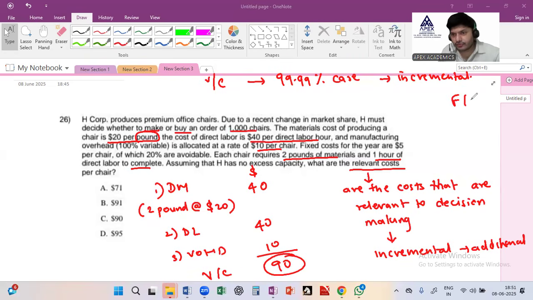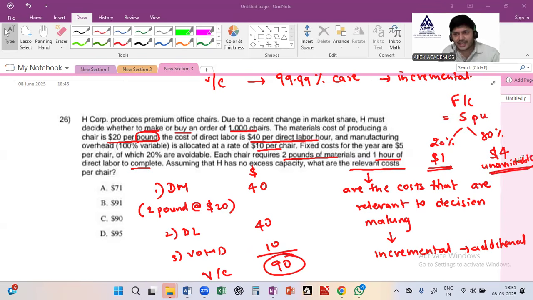Now let's come to your fixed cost. Your fixed costs are given to be absorbed at a standard rate of $5 per unit, that is per chair. Now out of this, 20%, that is $1, is avoidable. The other 80%, which is $4, is unavoidable. So whether you make this chair or you don't make this chair, this 80% is unavoidable.